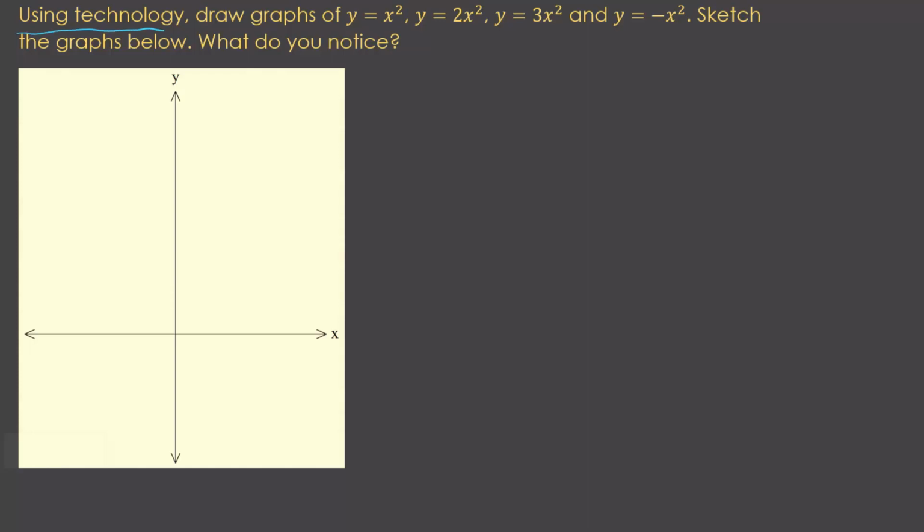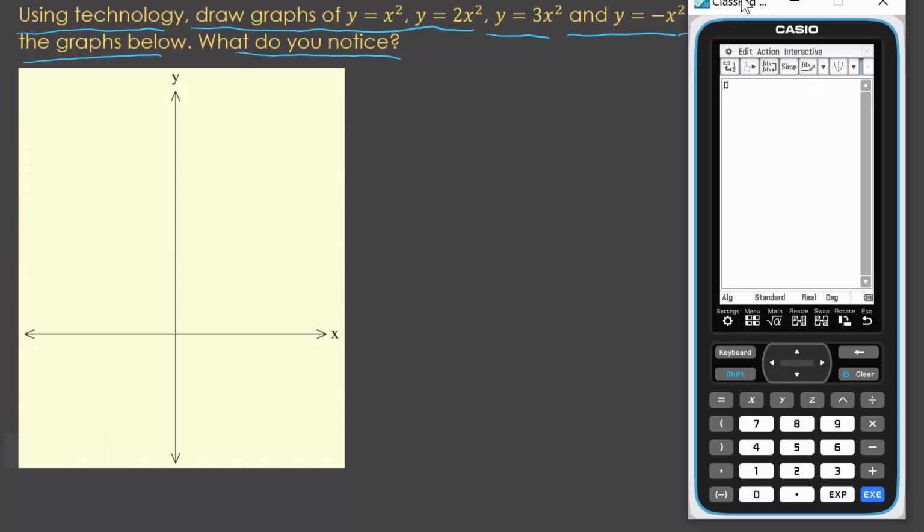Using technology, draw graphs of y equals x squared, y equals 2x squared, y equals 3x squared, and y equals negative x squared, and sketch the graphs below. What do you notice? Well, let's do the sketching and then let's see what we notice.